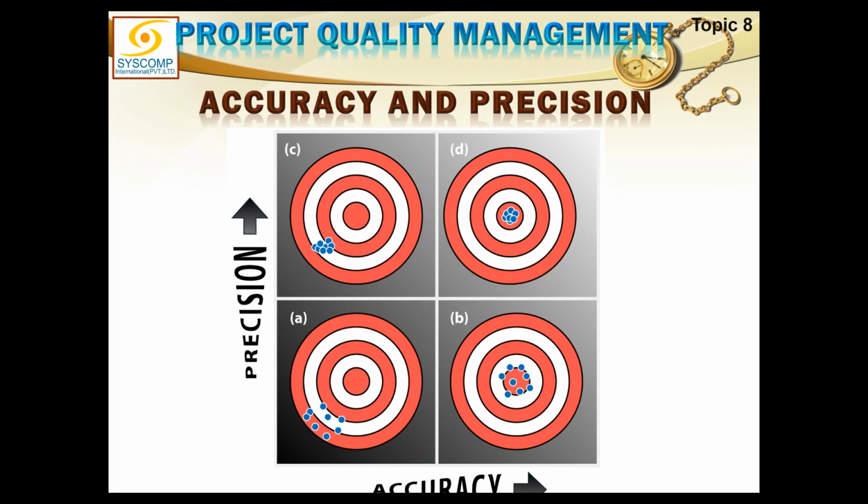So B represents good weapon, bad marksman. D represents good weapon and good marksman. C represents bad weapon and good marksman, and A represents bad weapon and bad marksman. Just now, replace the weapon with the process and the marksmanship with the product itself, the quality of the product and the quality of the process. Okay, do you get me?